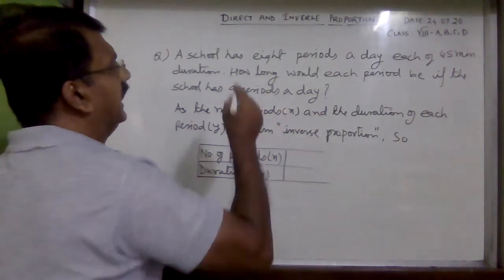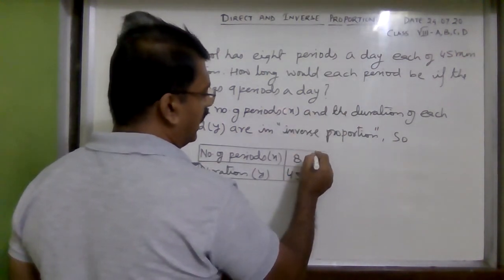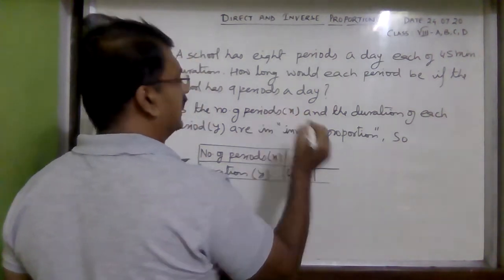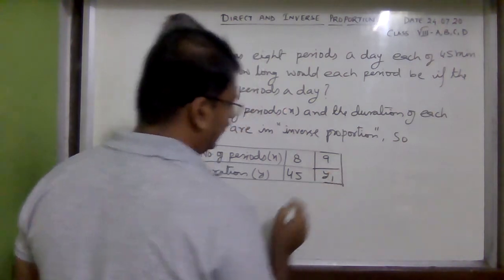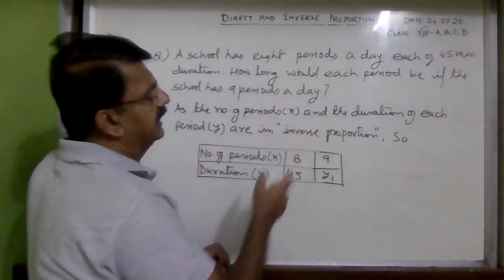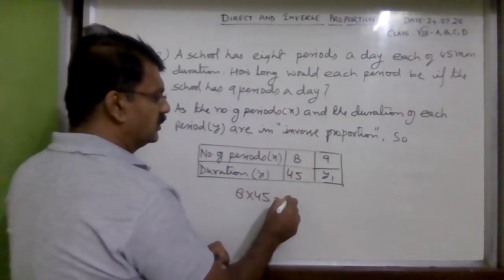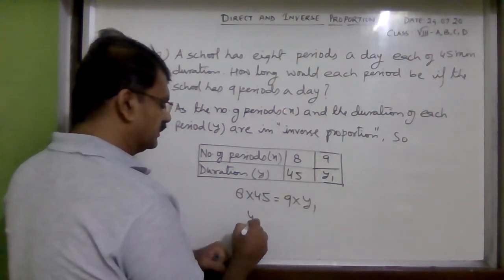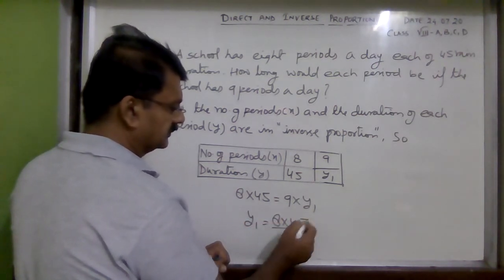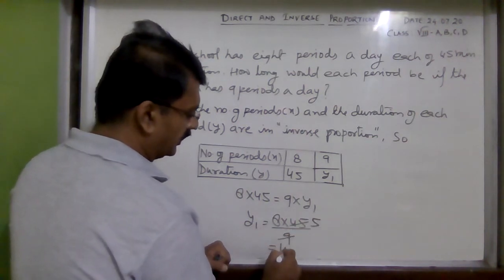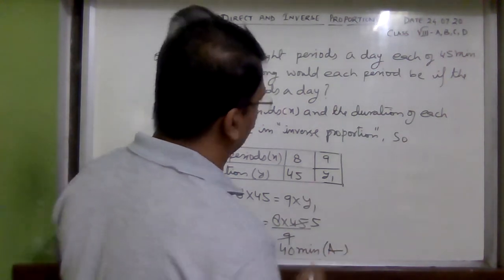Now initially there were 8 periods and the duration was 45 minutes. Now how many periods are there? There are 9 periods now. So you have to find the duration. Clear? So as I have told you that they are in inverse proportion, we will write 8 into 45 is equal to 9 into y1. That means y1 is equal to 8 into 45 upon 9. So it is 40 minutes. So each period will be of 40 minutes.